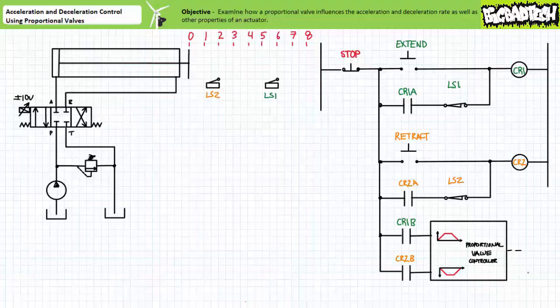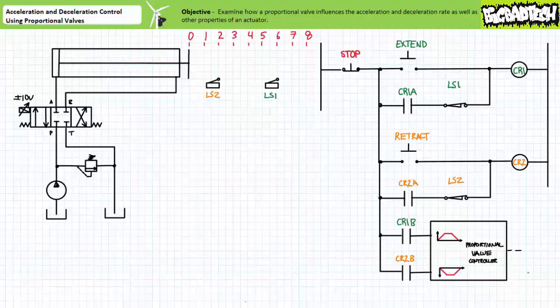Just so we've got some numbers to deal with, let's say the travel length of the cylinder is 8 inches. Note LS1 is, let's say, 2 inches from full extension. And let's say LS2 is 2 inches from full retraction. LS1 initiates the extension deceleration period, and LS2 initiates the retraction deceleration period.